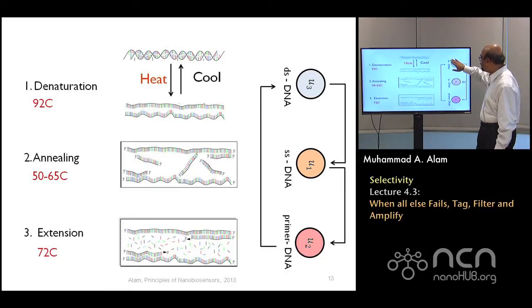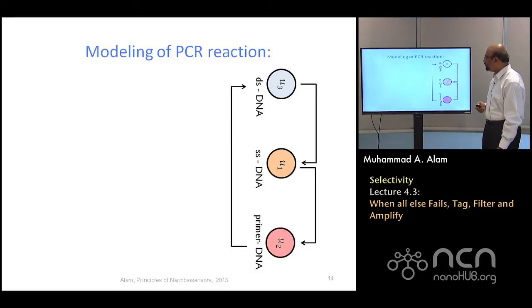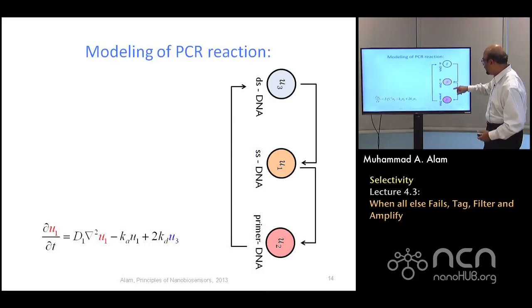If you look at the concentration of the double-stranded DNA, let's call that U3. The concentration of single-stranded DNA is essentially a factor of 2 larger, because you have just divided into 2. I will call that U1. And then the primer DNA, when the primers have attached to the DNA, we'll call that concentration U3. And you can write 3 simple differential equations to describe how the numbers are evolving. So for example, let's write one for U1, the single-stranded DNA.